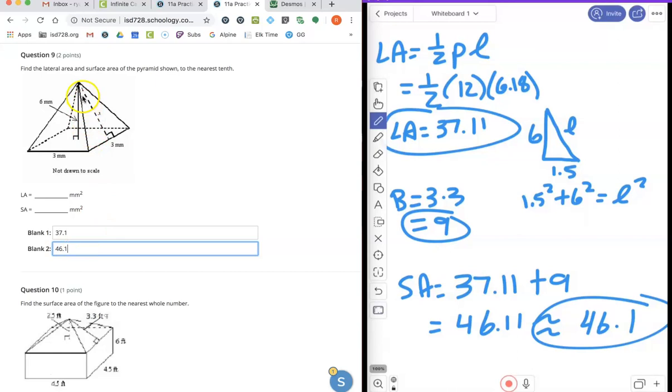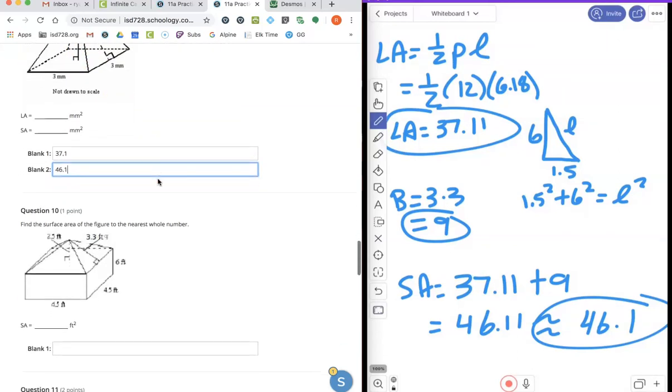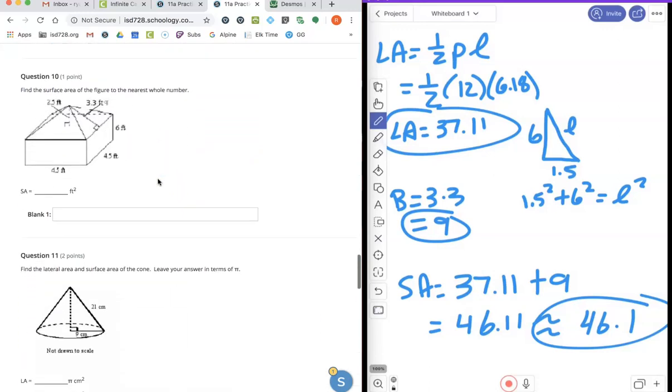The thing that was tricky there, what you need to look out for, if they give you that inside height, that doesn't really help us until we talk about volume, which is the next half of the chapter. All right, let's move on to question 10.